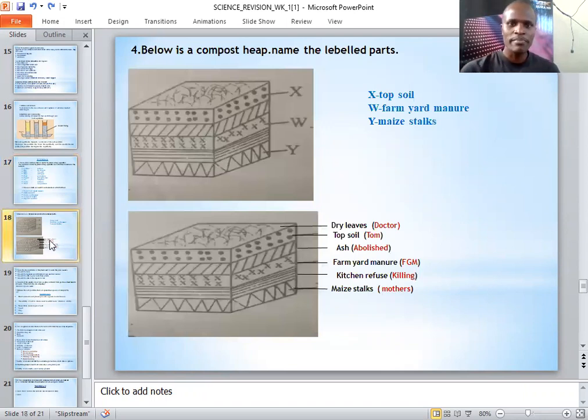Below is a compost heap. Name the labeled parts. So check on that diagram in your book. It was number 4. You are supposed to name X, W, and Y. So X was topsoil, W was farmyard manure, and Y was maize stalks. I've given the same diagram down there, and also I've labeled all of them, and I've also given you the mnemonic formula. You can see this.